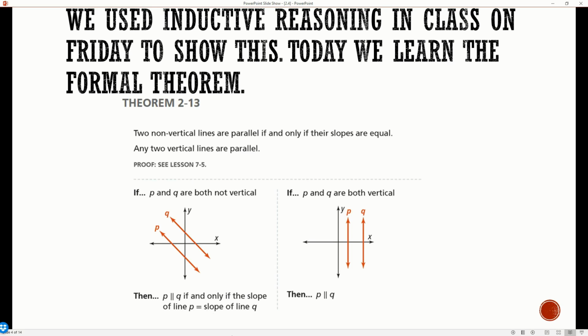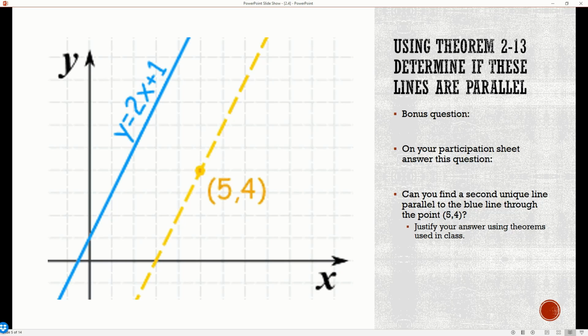So if you go back to that problem I just gave you, we're starting to see some theorems that are going to give us guidance on answering that question. And this one says if P and Q are both vertical, then P is parallel to Q. Now you notice here it doesn't say anything about the slope because the slope's undefined. So they both have the same undefined slope. They are vertical, and by this theorem they are parallel. So let's look at one in practice.